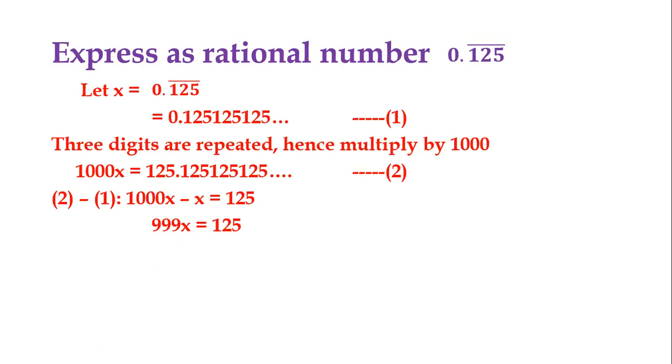So x is equal to 125 divided by 999. We cannot simplify further, so we are going to keep it in the same form. x is equal to 125 divided by 999. This is called expressing the number as a rational number.